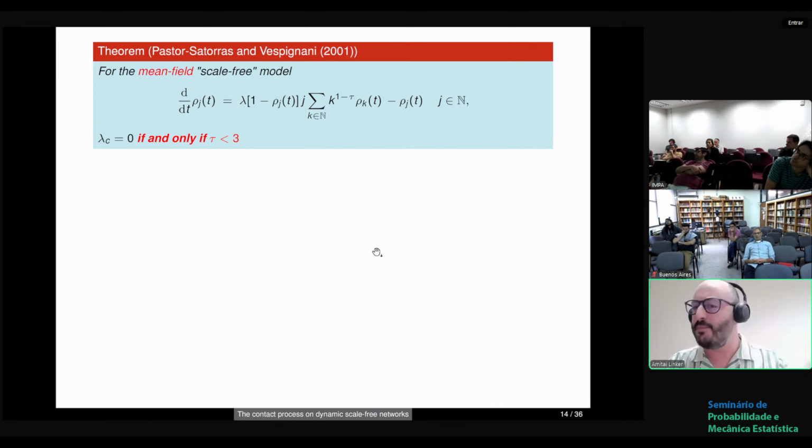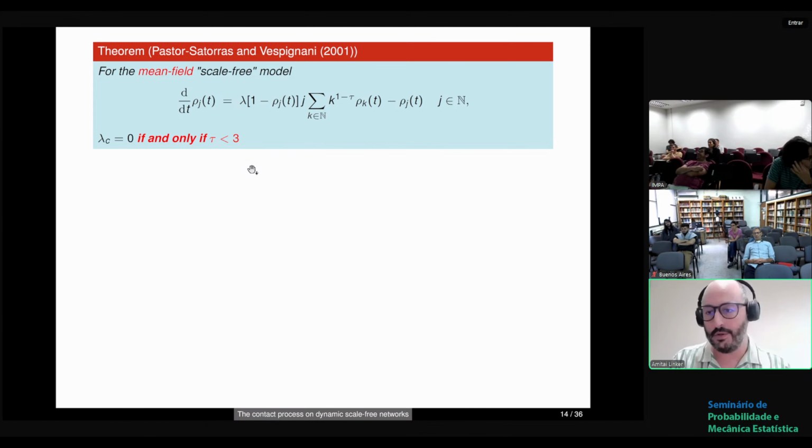This is not going to be important because I'm not going to do this mean field version, and the exact equation is not very important. But just to let you know that they studied this as an infinite system of ODEs, and what they found is this phenomenon of the critical parameter being equal to 0 if and only if tau is smaller than 3, right? The tau meaning the exponent of the scale-free network.